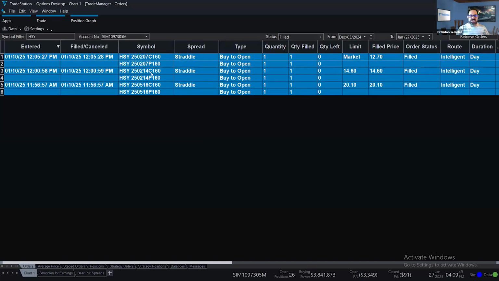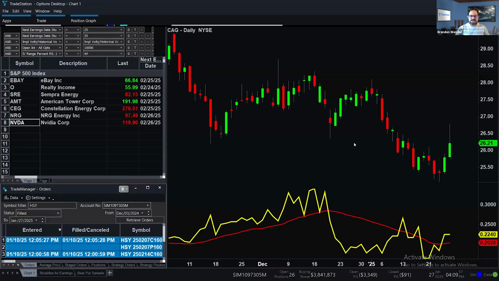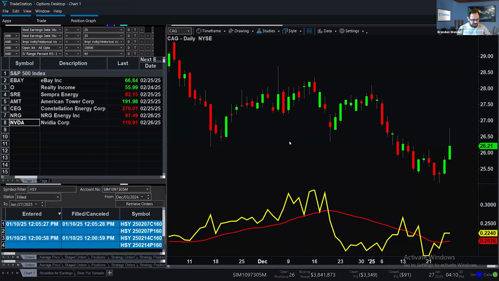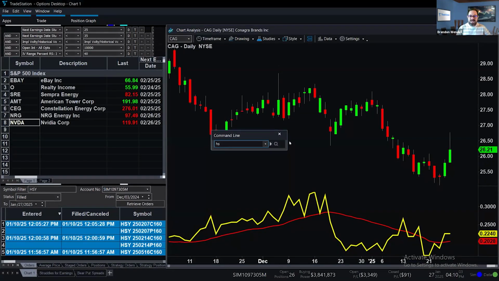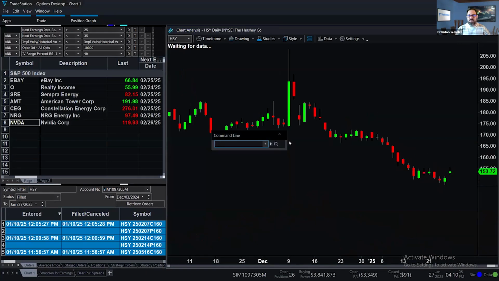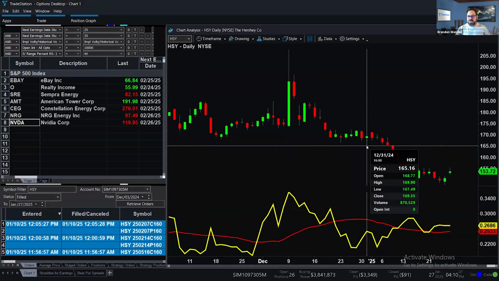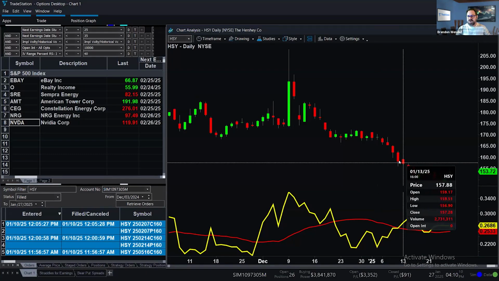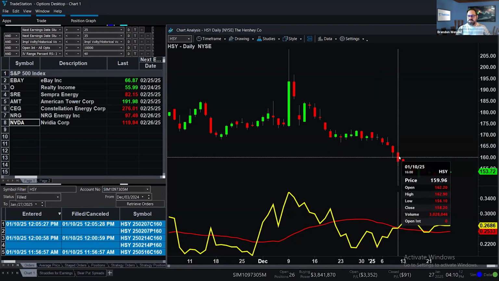They're all the same strike price, which is 160. The reason they were all done on the same strike price is that that was the price at the time. It was at the money. So here I am on the wrong security, but let's go HSY. There we go. And going back to the 10th, there we are. You can see that pretty much middle of the day, close to the end of the day, we were trading right around 160. So I put on that at 160.